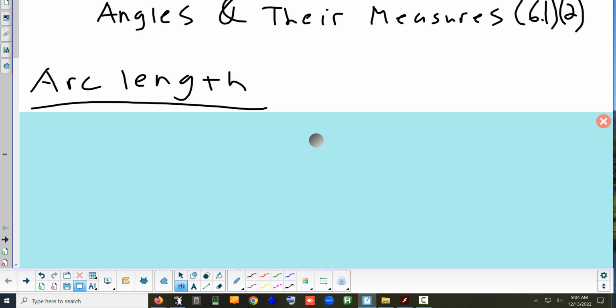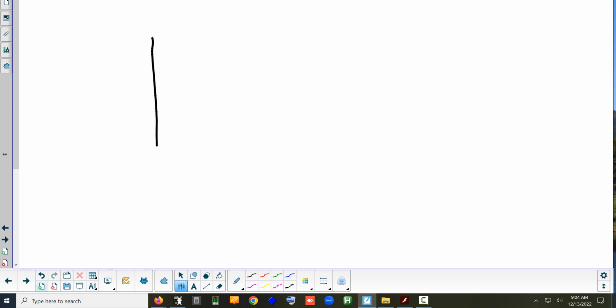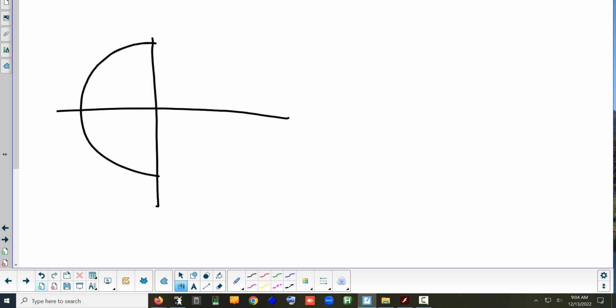All right, so let's take a look at a picture. And I'm going to show you what we're going to try to do. So let's say we draw a circle, and we put an angle in the circle. I'm going to make it 90, but it could be any size angle you want. Arc length is the length between this point and this point measured along the circle. That's what we're going to find.